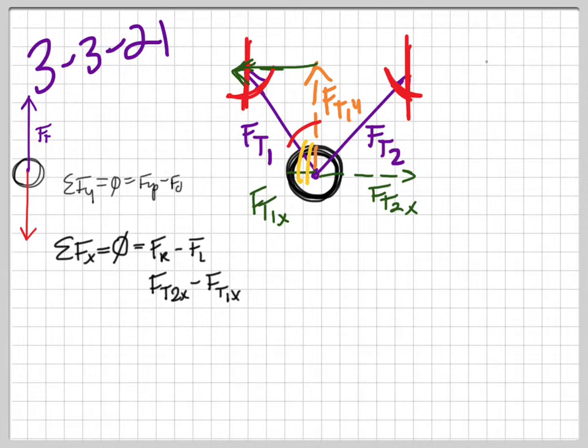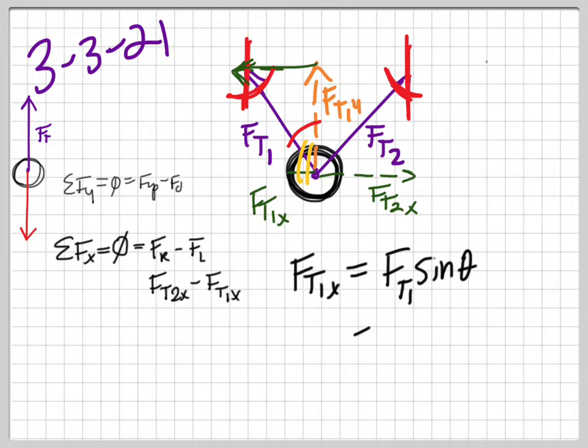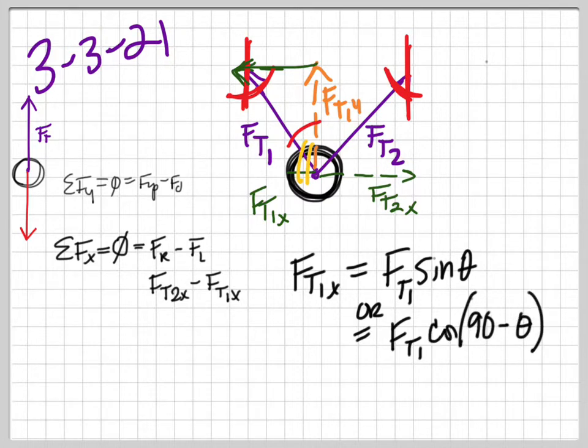So, what is then Ft1x? Well, it's equal to the force of tension 1 times sine theta. It's also, and this is going to become important, the alternative would be Ft1 times cosine of 90 minus theta. So in other words, cosine of the complement. Does that make sense?